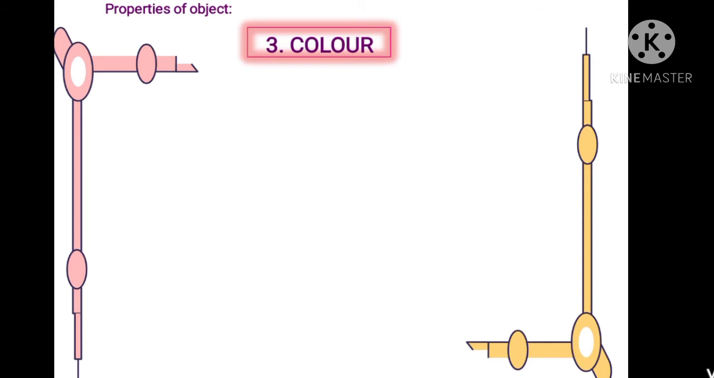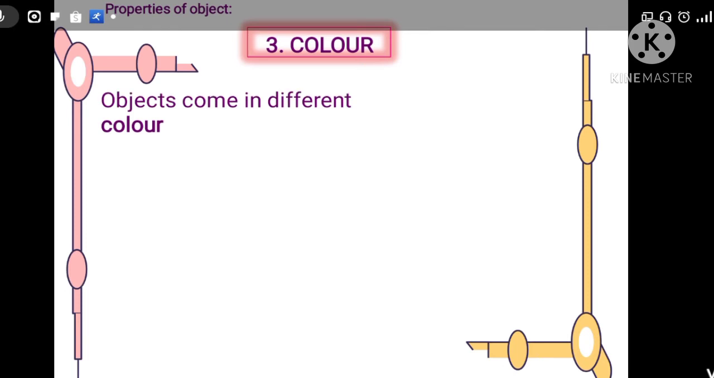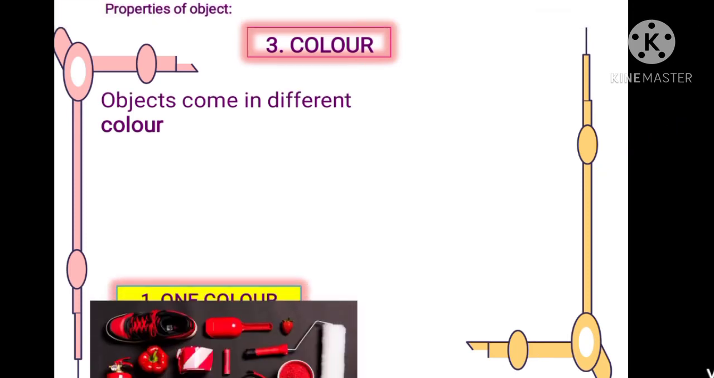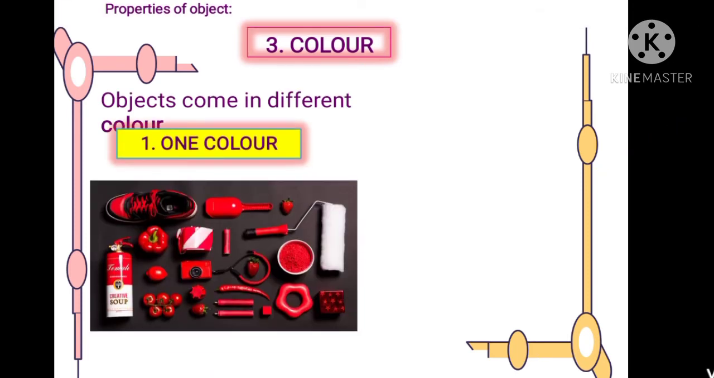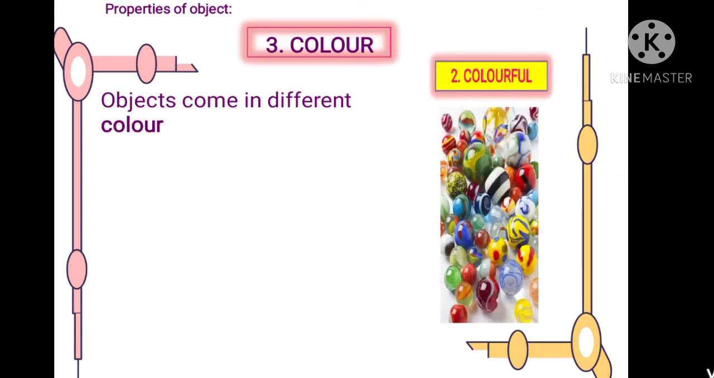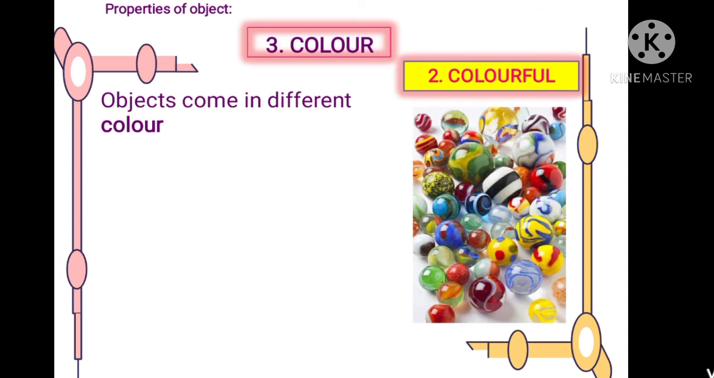And then property number 3 is color. Objects come in different colors. We classify them into two: one color, and colorful. Colorful means one object has more than one color inside it.